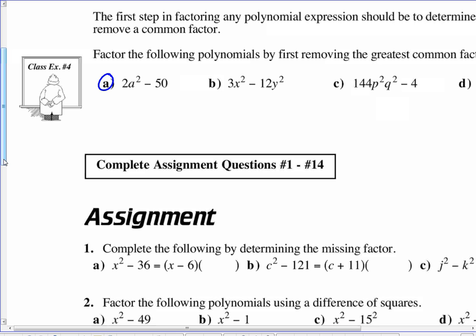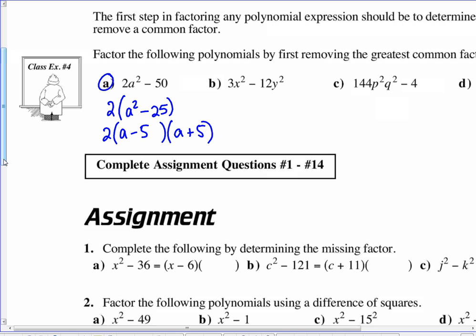Can you square root 2? No. But what can we do? Greatest common factor. If we can pull out a common factor, we must. Now that I pulled out a common factor, Charlie, you're with us? Okay. Now that I pulled out a common factor, is it now a difference of squares? Yes. So it factors to a minus 5 and a plus 5.